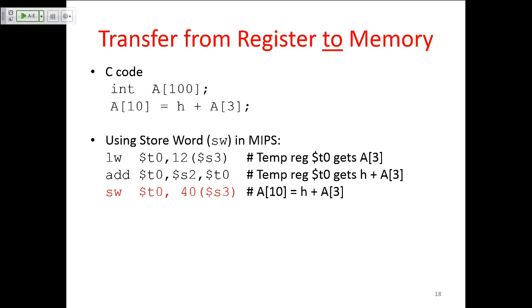Yes? Question: is S3 a pointer to a register? S3 is a register itself, okay, that contains a pointer to some location in memory. And in this case, since we're operating on the array, it will be a pointer to the base of the array, like ampersand A of 0, right? That was our base of the array.